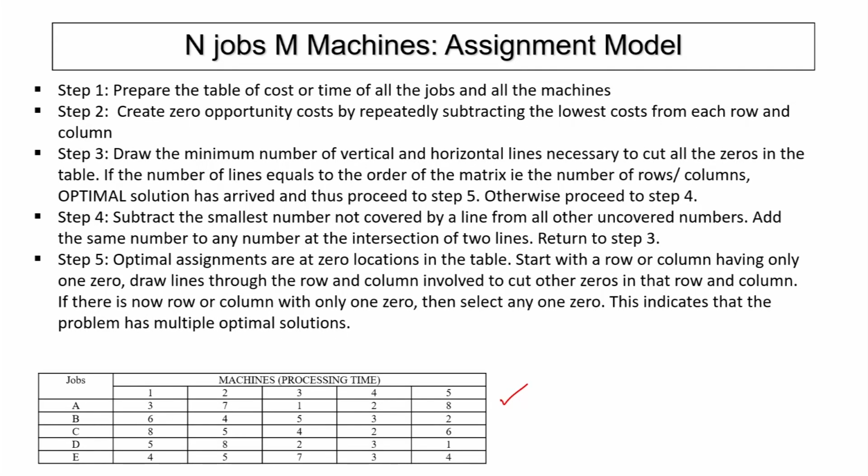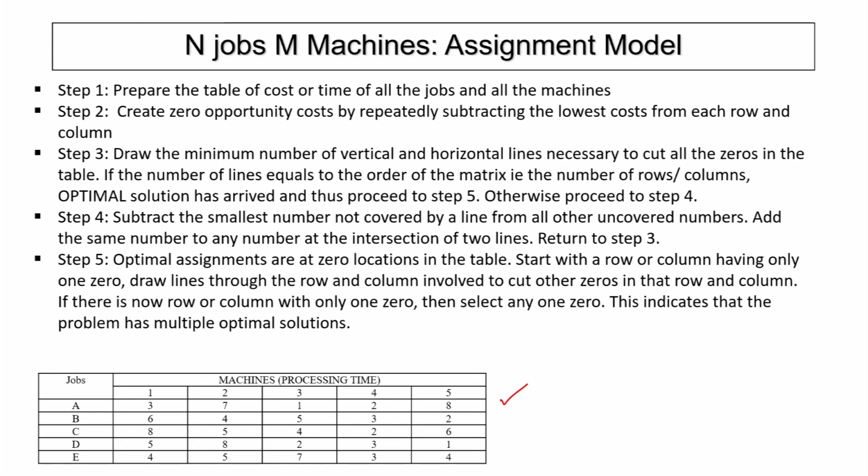Then step 2, I am going to explain these steps with the help of this particular example. We have to create a zero opportunity cost by repeatedly subtracting the lowest cost from each row and each column. Then draw the minimum number of vertical and horizontal lines necessary to cut all the zeros in the table. If the number of lines is equal to the order of the matrix, that is the number of rows or columns, the optimal solution has arrived and we can move to step 5. Otherwise, we have to perform step 4 also.